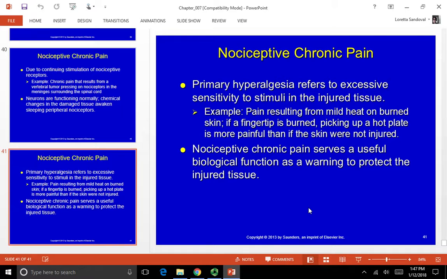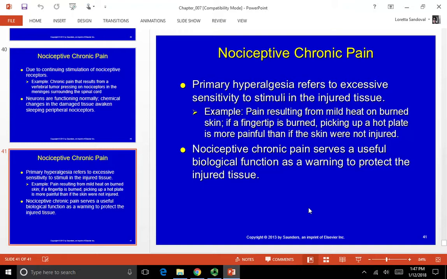Primary hyperalgesia. So algesia is from the Greek root for pain. Hyper is more. So primary hyperalgesia refers to the excessive sensitivity to stimuli in injured tissue. So pain resulting from mild heat on burned skin. They give the example of the fingertip being burned, picking up a hot plate, being more painful than if the skin wasn't injured.